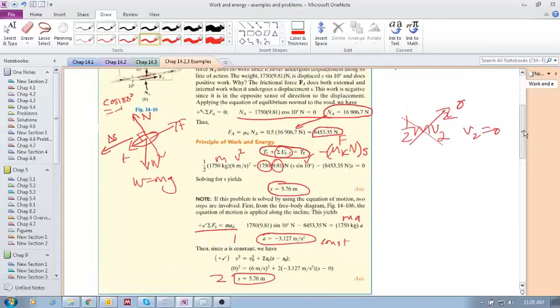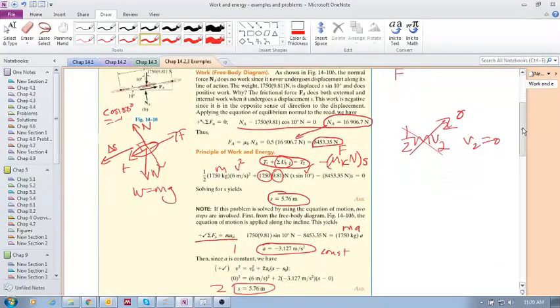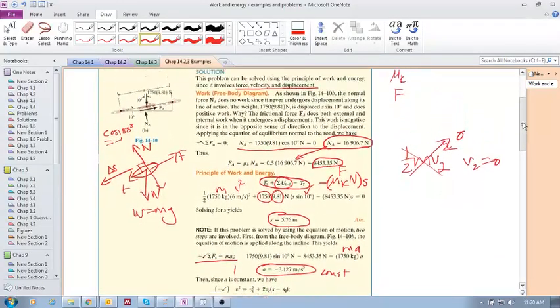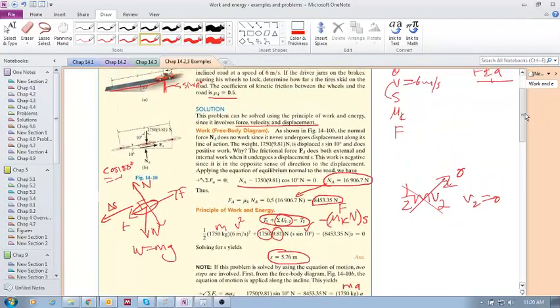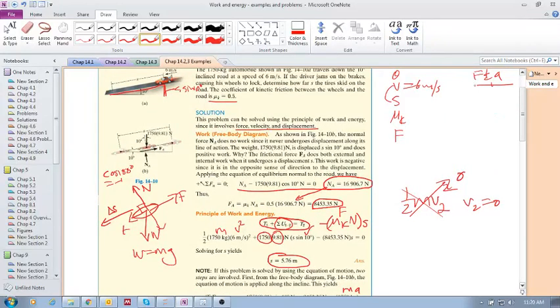So there's no problem in using either technique. It's just that in this case, using the principle of work and energy, we were able to bypass force and acceleration and go straight into the solution.